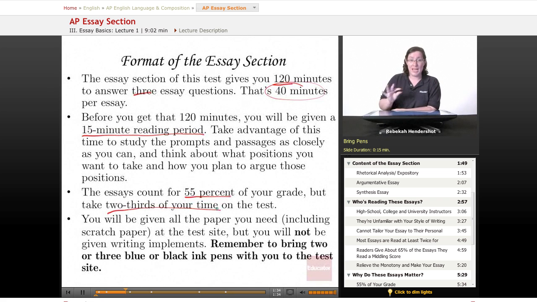Now, you will be given all the paper that you need, including scratch paper, at the test site, but you will not be given writing implements. So remember to bring 2 or 3 blue or black pens with you to the test site. They won't give you any pens, and if your pen runs out of ink, you are SOL.